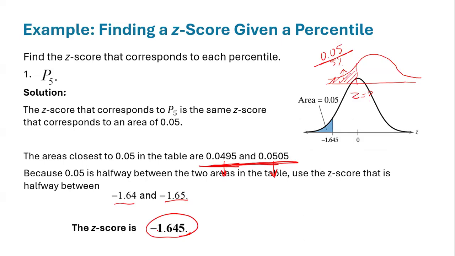Sometimes, if the exact number is not on the table, you choose the closest number. But if the closest numbers have the same distance, and you have more than one close number, you need to find the average of those two.